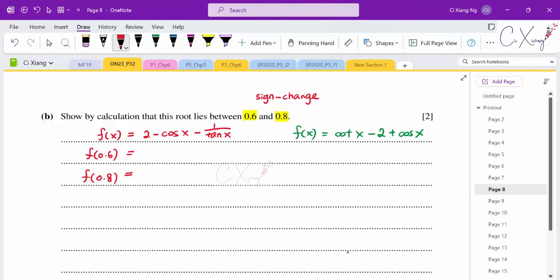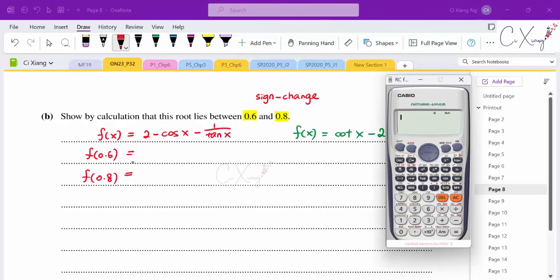Alright, so when you try to substitute them, you can use a calculator to help you, of course. Then you're having 2 minus cos x. Before we do any calculation using the calculator, because our equation involves trigo, when you substitute any value into the trigo here, all these values actually mean radian. So please make sure that you change your calculator into radian mode. Then only you start substituting the value. So cos 0.6, then minus 1 divided by tangent 0.6.